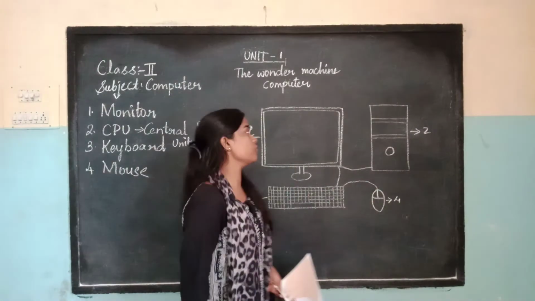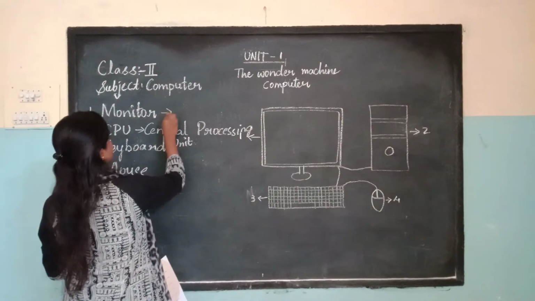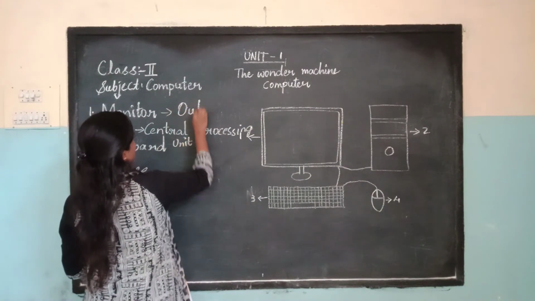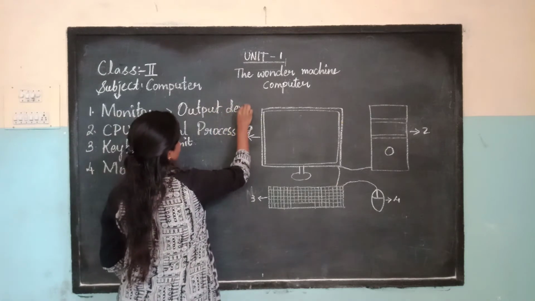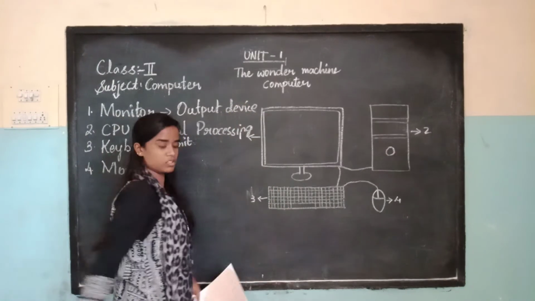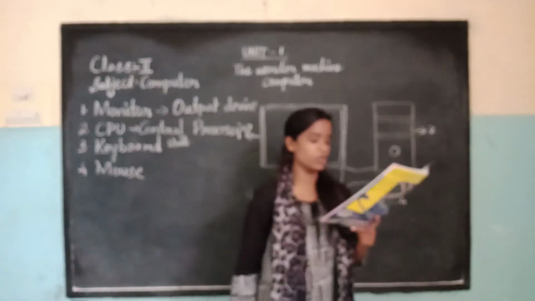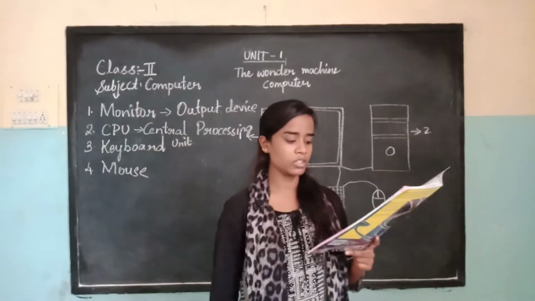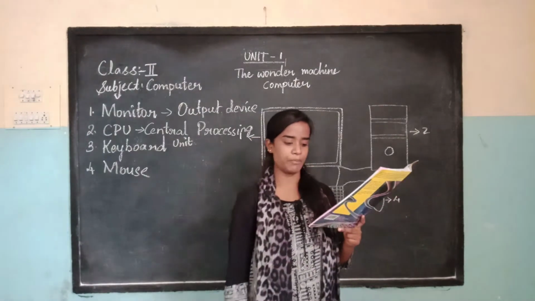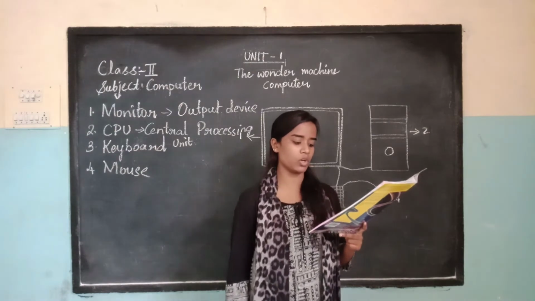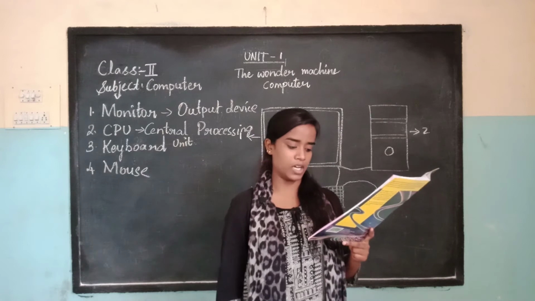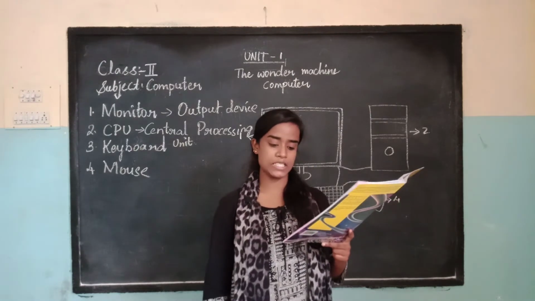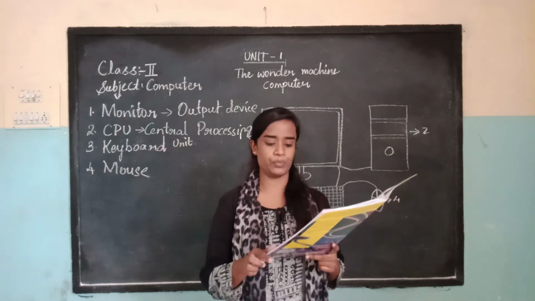Okay, so for monitor we can call it an output device. Monitor is an output device. Now we are going to CPU. It is called the brain of the computer. It does all the work of a computer. It has a hard disk to store the data. CPU is permanently installed on the motherboard.